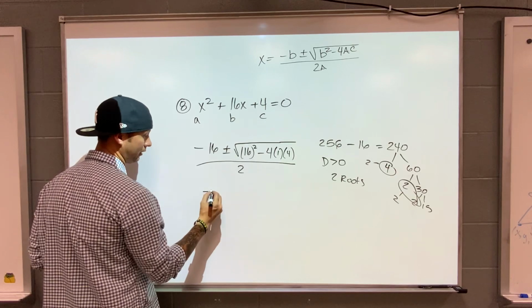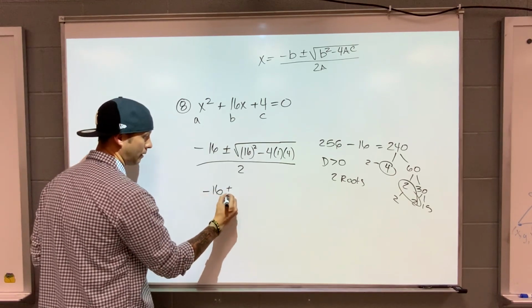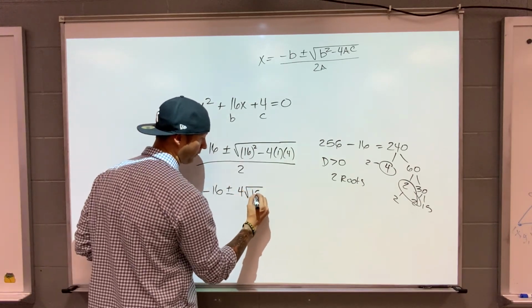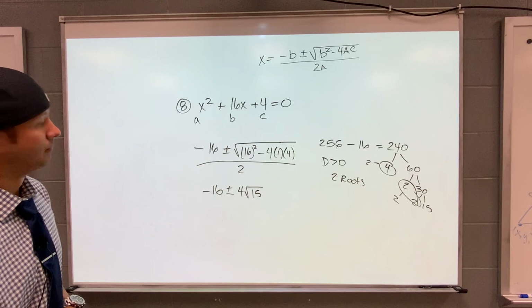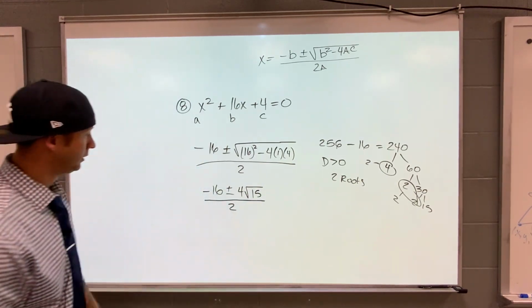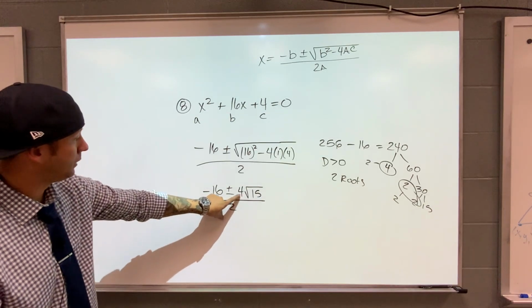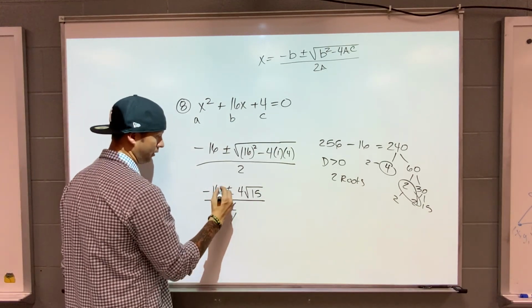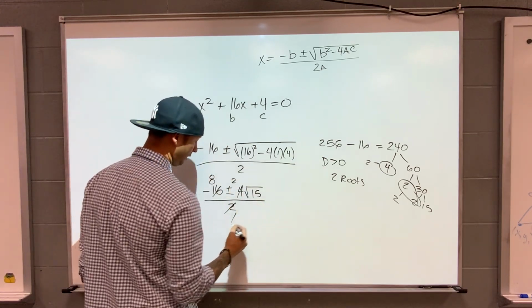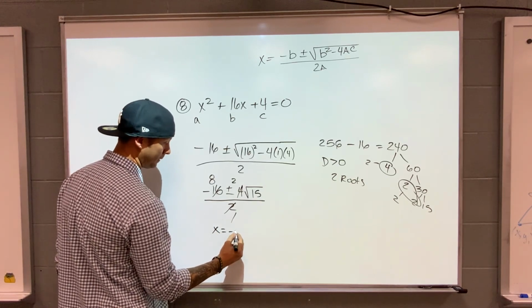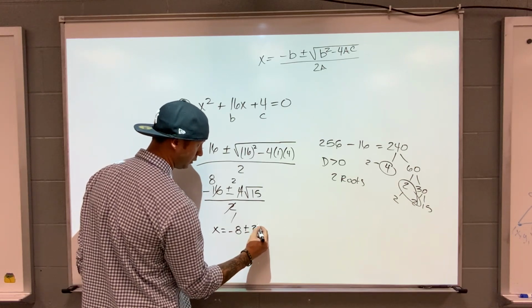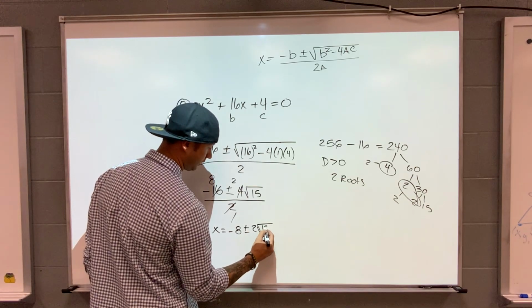So what am I saying? I'm saying negative 16 plus or minus, I pulled out basically a 4, root 15, all over 2. Okay, even number, even number, even number. So 2 goes into 16 8 times, 2 goes into 4 twice. So x is equal to negative 8 plus or minus 2 root 15.